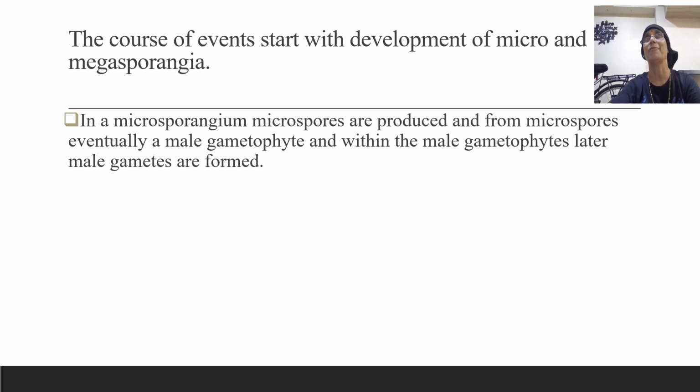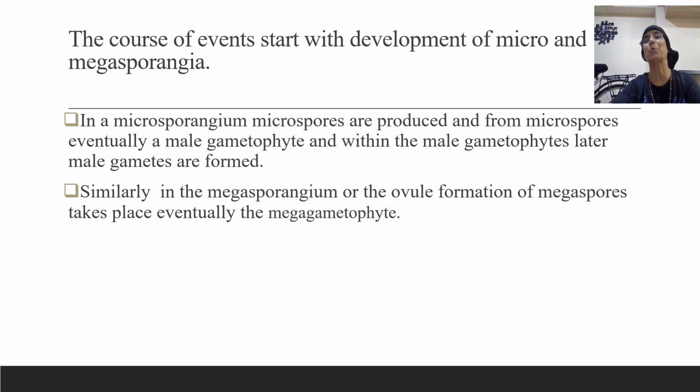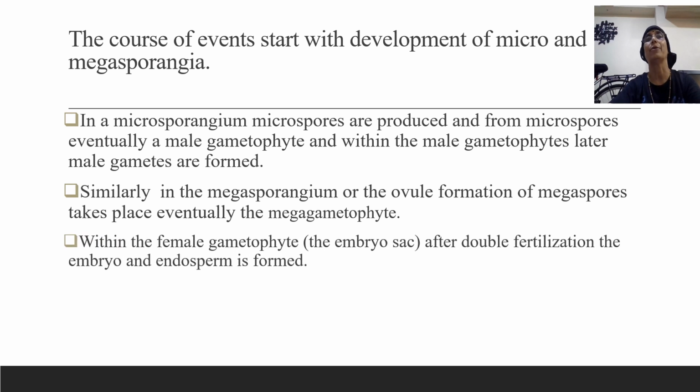What we require now? We require the female gametes. Similarly, in the megasporangium, the ovule is the megasporangium, formation of megaspores takes place. And eventually the female gametophyte, also called megagametophyte or embryo sac. And within the female gametophyte or the embryo sac, after double fertilization, the embryo and endosperm is formed.